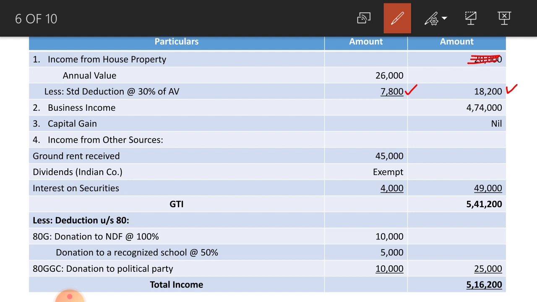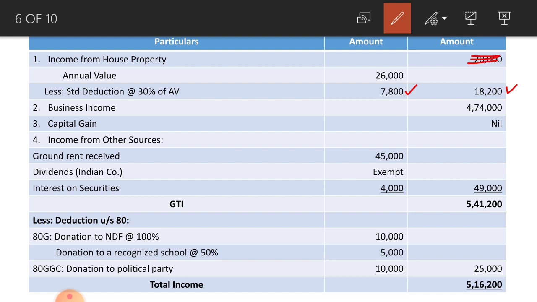Next, in this problem no capital gain, so nil. Next, income from other sources, 3 items are there. First one, ground rent received, 45,000. Dividend from Indian companies is exempt under income from other sources. And next one, interest on securities, 4,000. Total of income from other sources amounts to rupees 49,000. The total of these 3 things amounts to rupees 5,41,200. It is your gross total income.